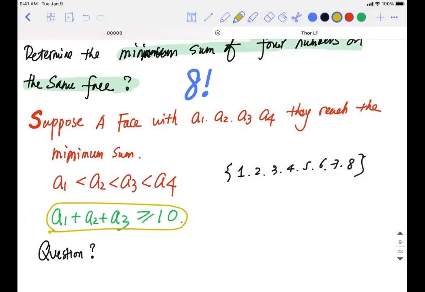So who can tell me, to make sure A1 plus A2 plus A3 is greater or equal to 10, what is the minimum requirement for A1, A2, A3? I have three numbers, A1, A2, A3. I know the total sum must be greater or equal to 10, and also I know they must be chosen from 1, 2, 3, 4, 5 all the way to 8. Just given these two conditions, do you have any kind of constraint? Is there some minimum requirement for A1, A2, A3?